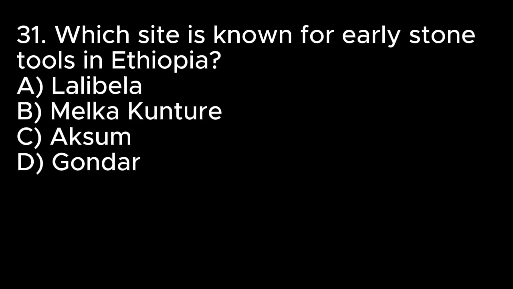31. Which site is known for early stone tools in Ethiopia? A. Lalibela. B. Melka Kunture. C. Aksum. D. Gondar. Answer: B. Melka Kunture is a major Paleolithic site.